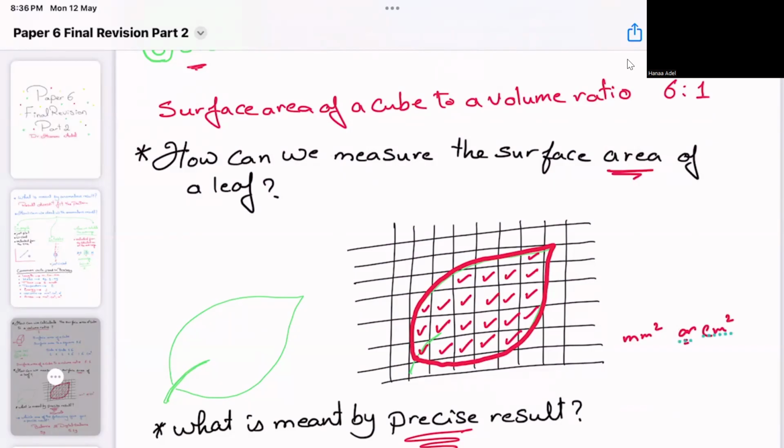So the first step, we have to put the leaf on the grid. Number two, we have to draw the outline on the grid around the leaf. Then removing the leaf, start to count the fully covered squares and then the half and above covered squares. And all of them are included.